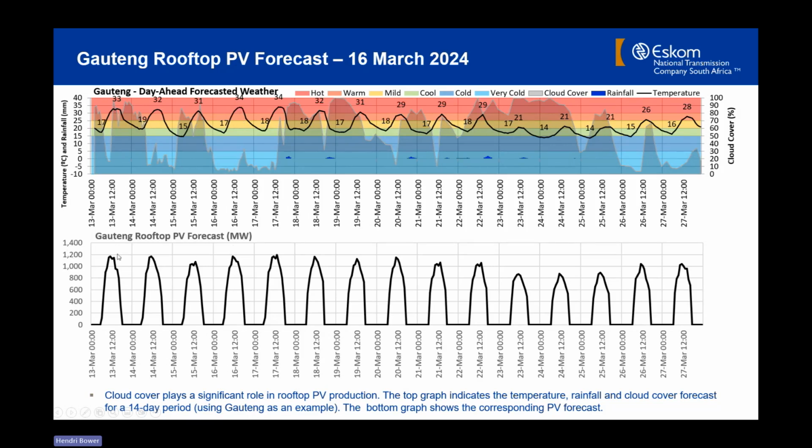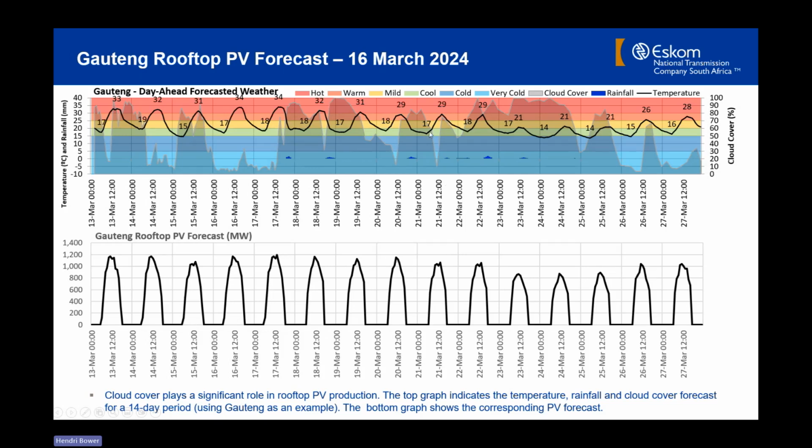you'll see that for Gauteng in that period, the rooftop PVs were forecasted to generate 1,200 megawatts just for Gauteng. So you can see that as there's cloud cover coming in later on, it adds quite a bit of variability to what your rooftop PVs are doing. But your temperatures remain on quite a high level, so your output is still on a nice high level.